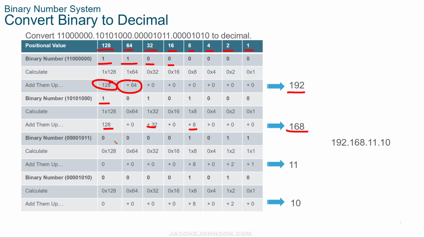And here I'm going to say 00001011 is 8 plus 2 plus 1, which gives me 11. And then down here, 00001010 is 8 plus 2, which gives me 10.